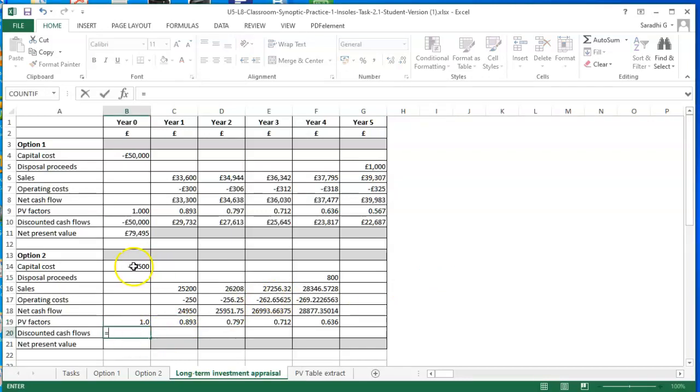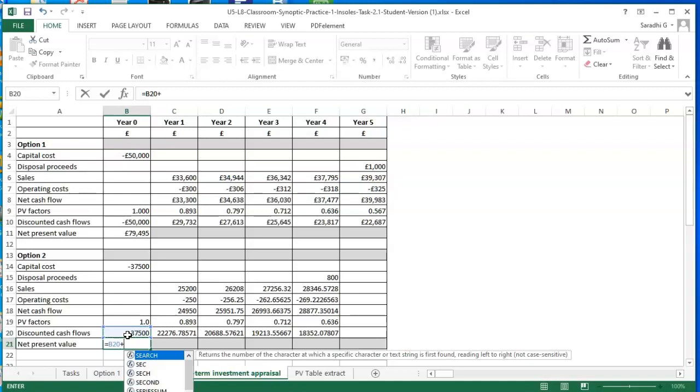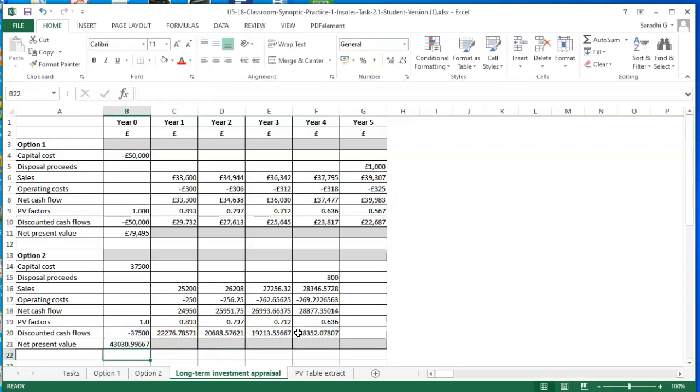Discounted cash flow: 37,500 times the discount factor. For the remaining years, net cash flow multiplied by the PV factor. Do the calculation up to the end. Calculate the net present value, which is the capital outlay plus the sum of all your positive cash flows for all the years, which will give you an answer of 43,030.